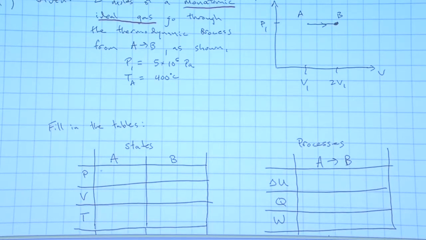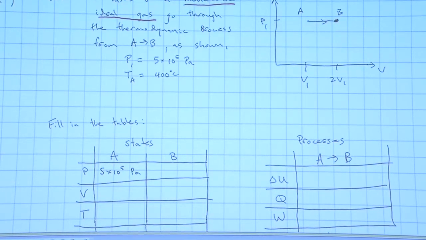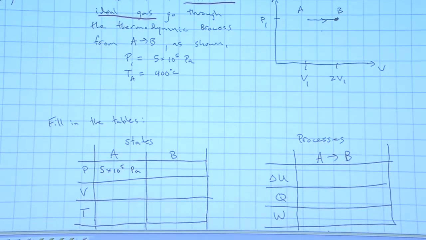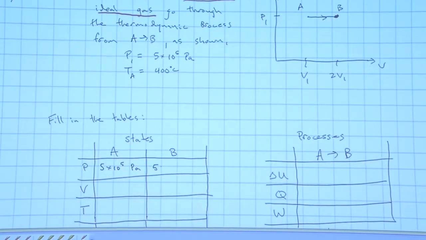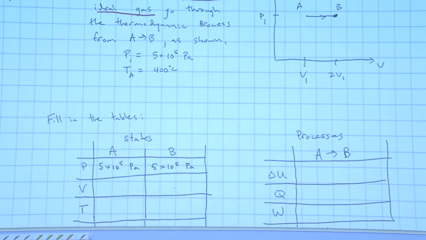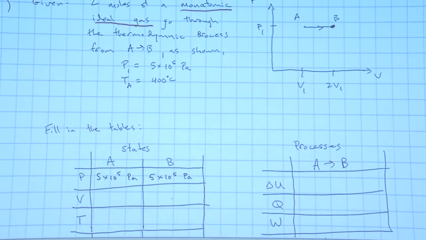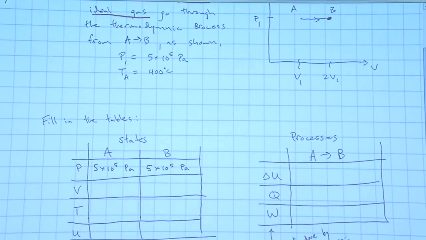We'll put that in here, 5 times 10 to the 5th pascals. And at point B, it's the same. This is a constant pressure process. So that information is given. And the temperature at A is given. So I can enter it in.